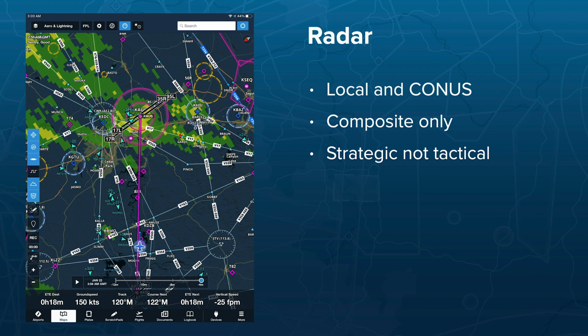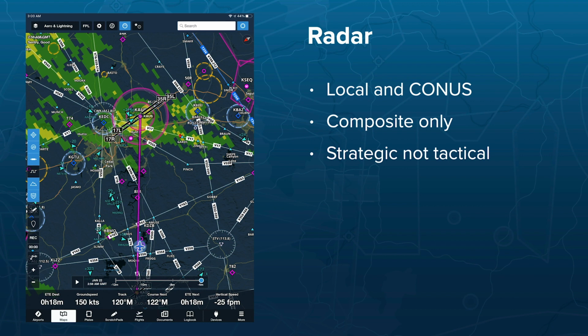NEXRAD radar transmits the composite image. So if you're not familiar with this topic, composite radar, what they do is they scan the sky at a bunch of different tilt angles. So at a 10 degree up angle, a 15 degree up, and they keep doing this. And then they take the worst return at each of those angles, and that's what you're seeing on the image. So you're not seeing radar at the ground, you're seeing the worst picture at any given altitude at that position.